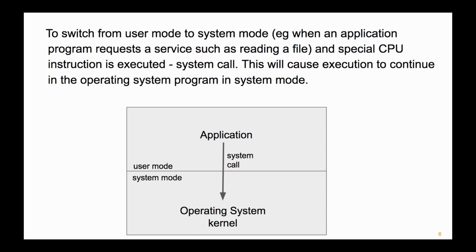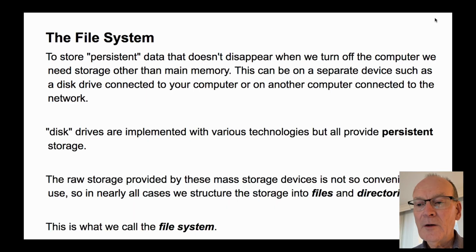When the system is in system mode, it has a lot more privilege. It can access certain hardware devices, access certain features of the CPU to do with security, access a larger part of the memory, and so on. One of the services that the operating system provides is the file system. And the file system came about because disk storage and other mass storage doesn't impose any particular structure on your data and can be quite inconvenient to use.